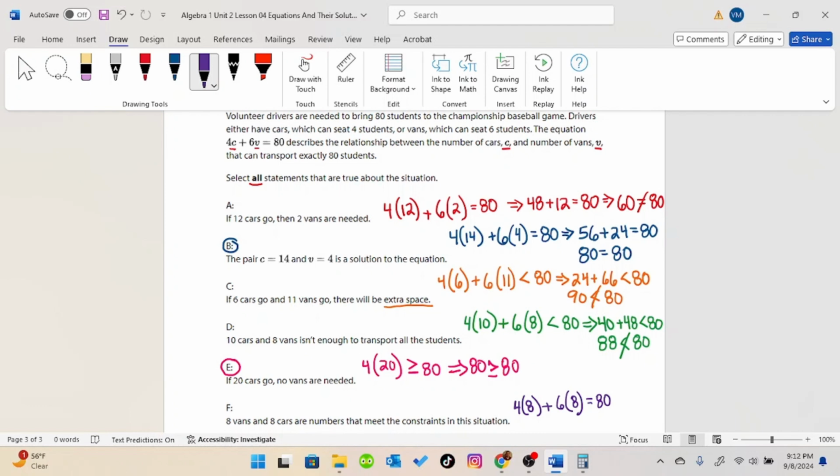4 times 8 is 32, and 6 times 8 is 48, and 32 plus 48 is 80. 80 does equal 80, so this is a true statement.